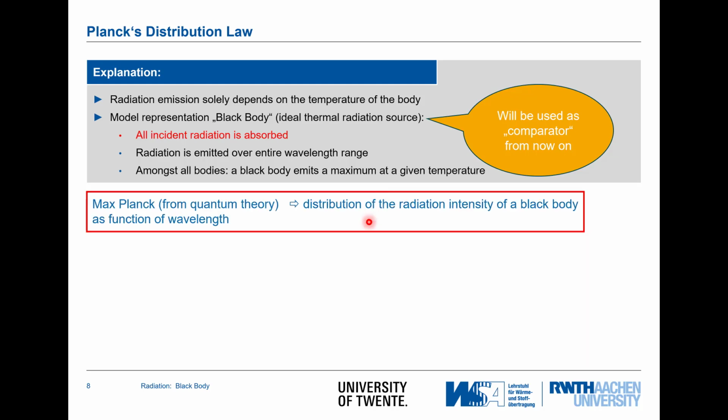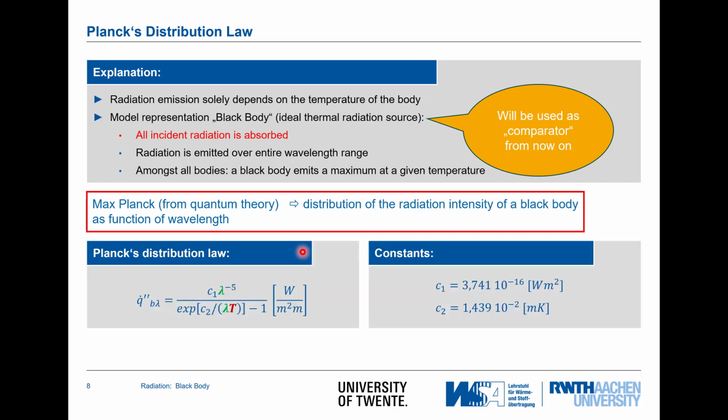Now let's have a closer look, and for this we go to what Max Planck derived from quantum theory. He derived an equation for the distribution of the radiation intensity of a black body, as a function of wavelength. And here we see his distribution law. I will explain this formula in a second on the next slide, and you see here two constants are employed, C1 and C2, the values are shown here.